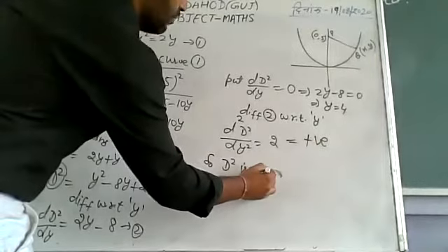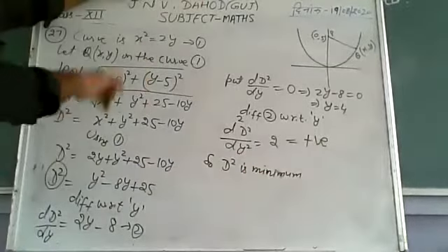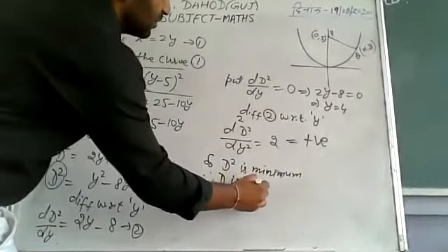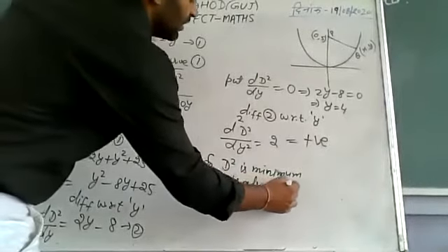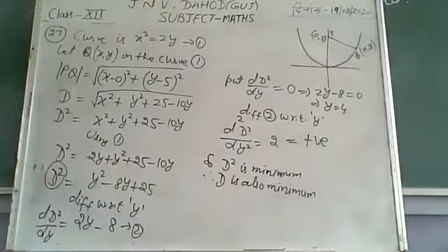d square जो है वो minimum होगा, और d square minimum है, d is also minimum. So distance d is also minimum. तो distance d जो है वो minimum होगी, means distance of PQ is minimum.